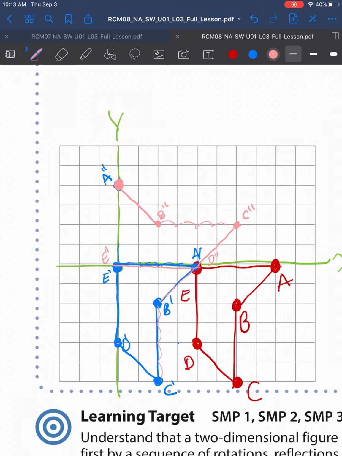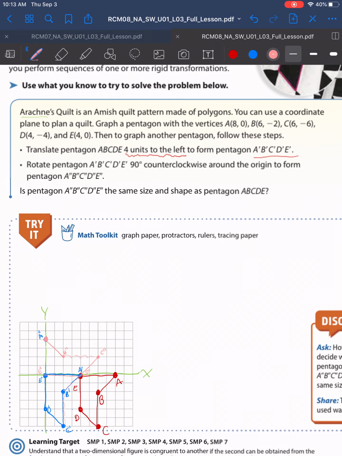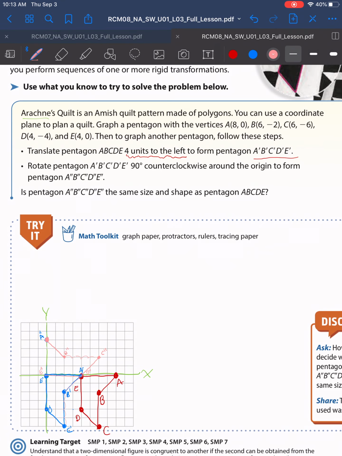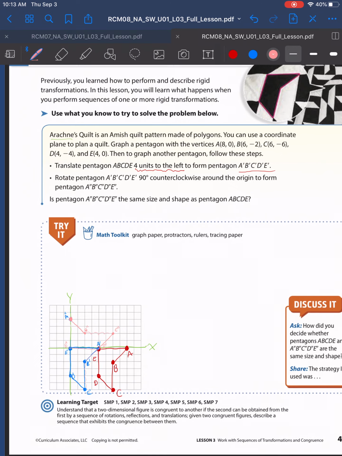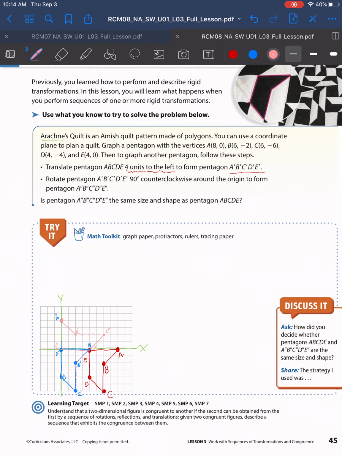Okay, now what do we need to do? Is pentagon ABCDE double prime the same size and shape as pentagon ABCDE? Well, yeah, of course. It's a rigid transformation. Just because we transformed it twice doesn't mean that it's a different shape and size. So we're going to say yes. It is still a rigid transformation, and the corresponding sides are still the same length.